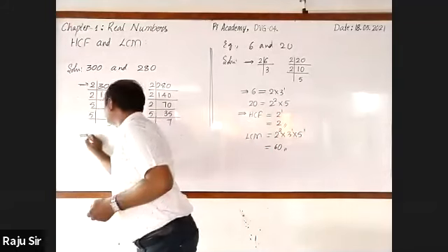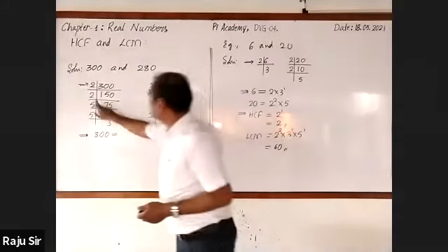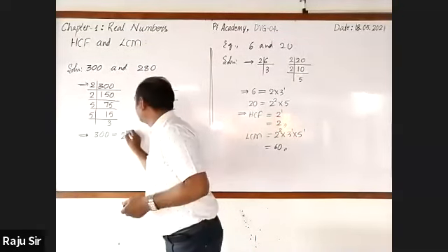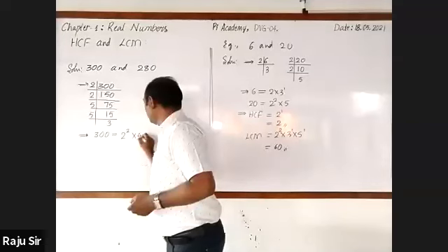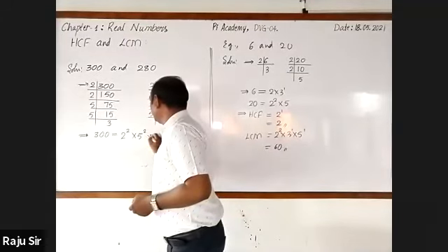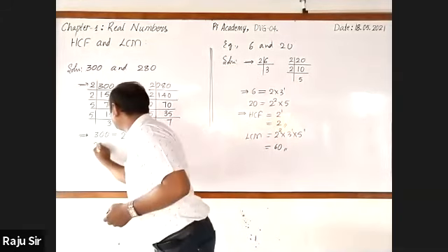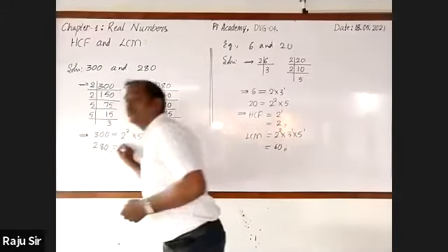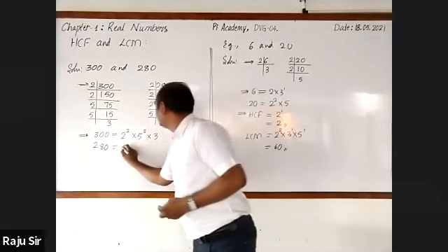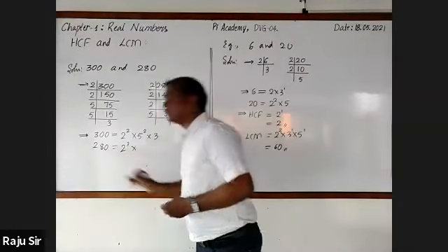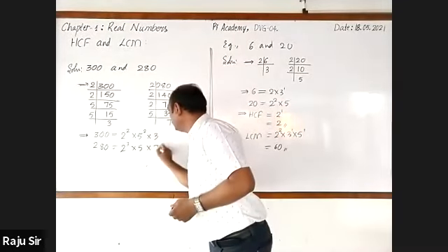We can write the prime factorization of 300 as: here 2 is repeated 2 times, hence it is 2 square, then into 5 square, into 3. Similarly, I'll write the prime factorization of 280. 2 is repeated 3 times, we can write it as 2 cube, next 5, then into 7.